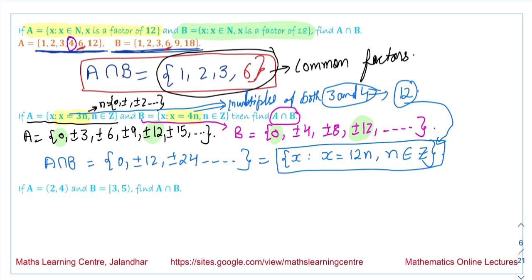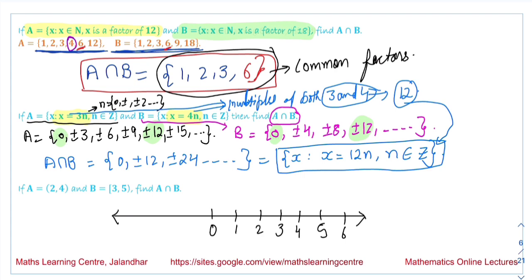Next we have, if A is equal to, we are talking about the number line over here because it is the interval given to us, and intervals are subsets of the real line. It is 0 over here, then 1, 2, 3, 4, 5, 6, and on the negative side we will have minus 1, minus 2 and so on. Now we are talking about this set A. It is the open interval 2, 4.